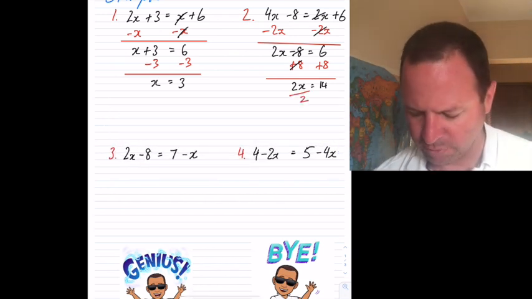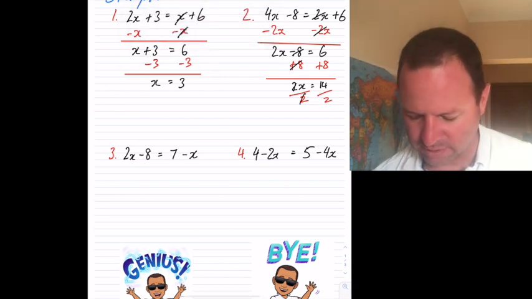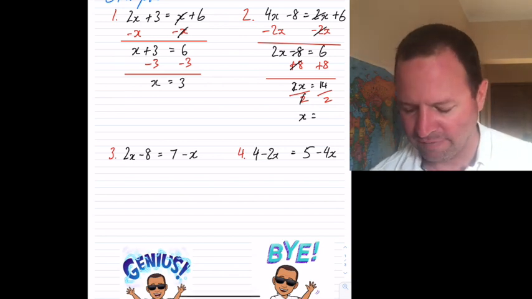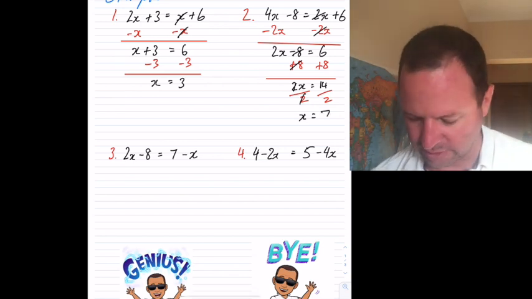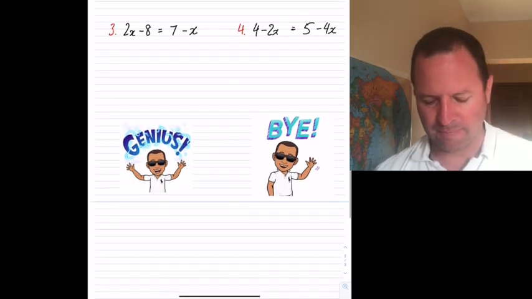I need to divide by 2. They will cancel those 2's there, so I'm just left with x. If I can simplify it, I should. 14 divided by 2 will get me 7, all right? Moving on to the next one.